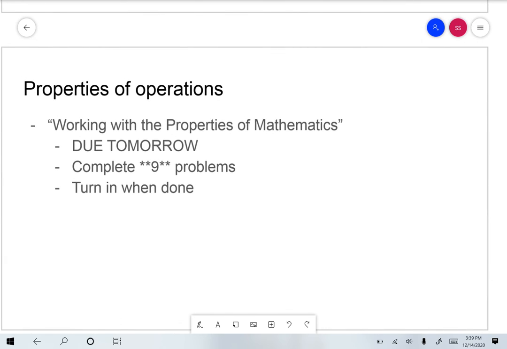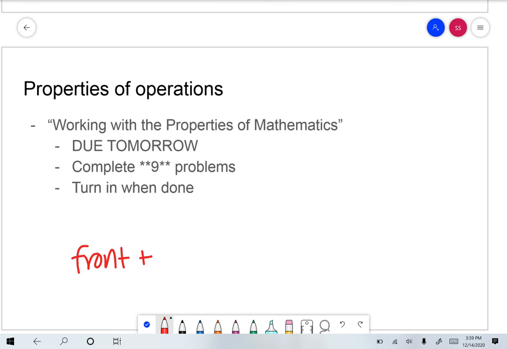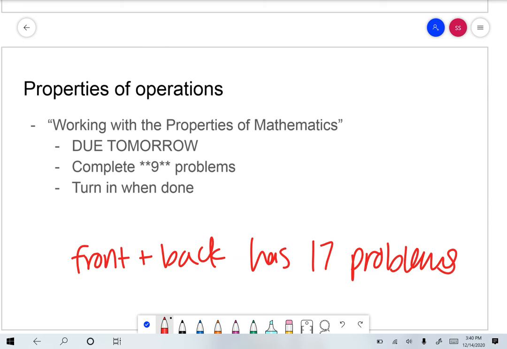You're up, buttercups. Here we go. The second page of the packet, so the second full page, the one that says working with properties of mathematics at the top. That whole page, front and back, I'll say that again, front and back has 17 problems. You do not need to do all of them. You need to do 9 of them. Okay, you can choose any 9 you want. I would suggest if you get stuck on one to choose a different one. Okay, so do 9 problems.